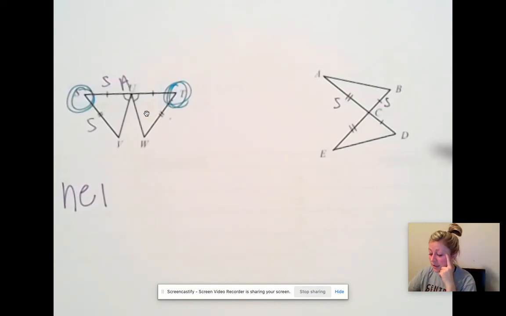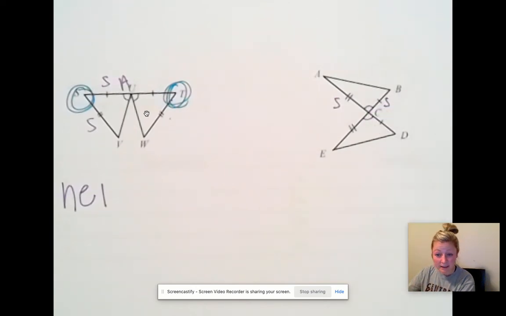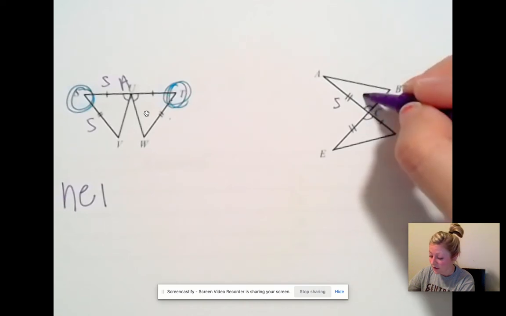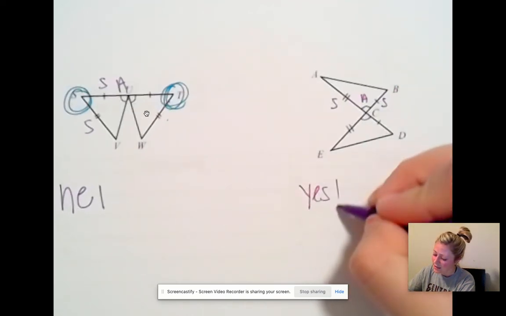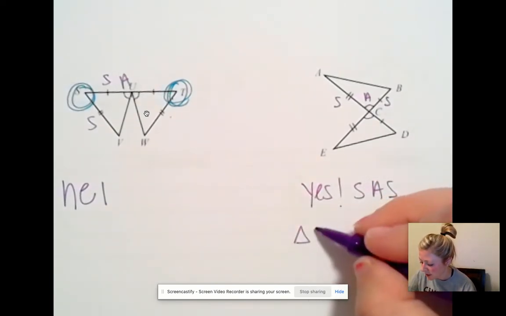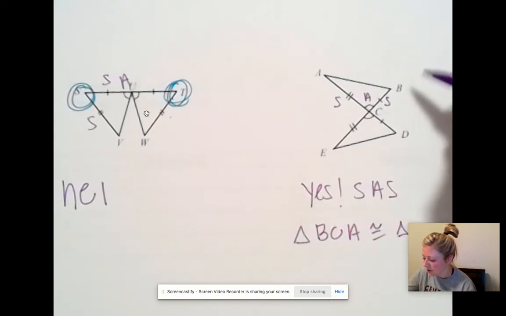You guys are pretty smart kids. You guys do know a lot. We have vertical angles in there, right? So this angle here is congruent to that angle there. So now you have side, angle, side. So we're going to say yes, side, angle, side. And now we can list our triangle congruencies. So I can say triangle BCA is congruent to triangle... So now B was the smaller one, so DCE.